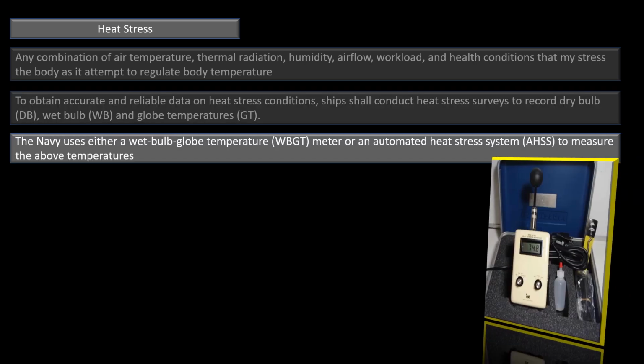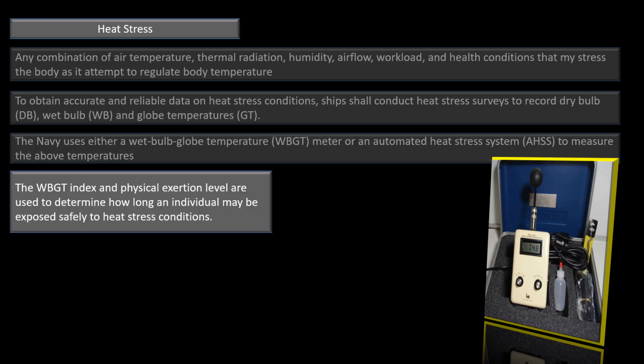To obtain accurate and reliable data on heat stress conditions, ships are going to conduct heat stress surveys, and they're going to record dry bulb, wet bulb, and globe temperatures. With these three temperatures, we get an index that helps us accurately see what the heat stress condition is like. The Navy is going to use either a wet bulb globe temperature, a WBGT meter, or the automated heat stress system to measure the above temperature. The WBGT meter is the portable meter you see right here in the picture, and the automated heat stress system is something that would be built into a ship.